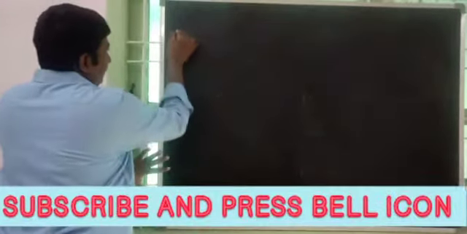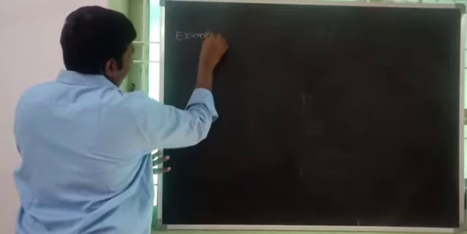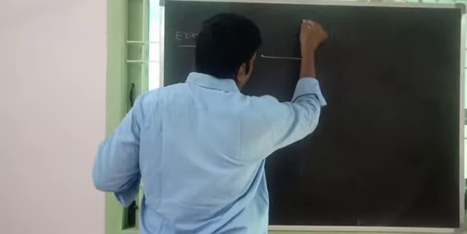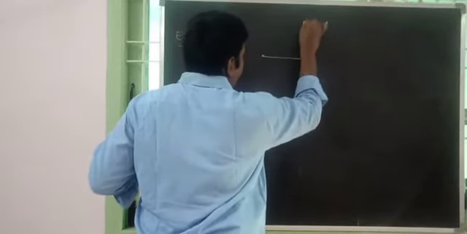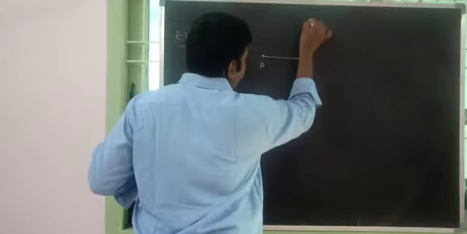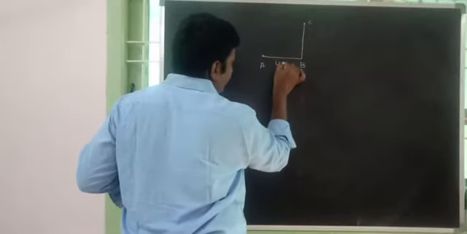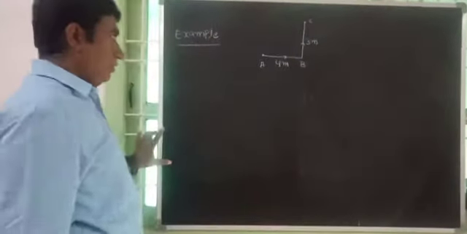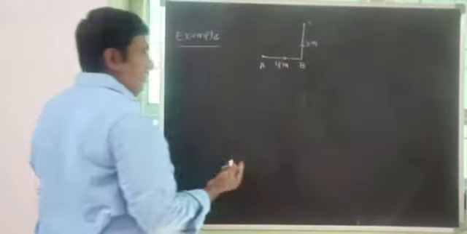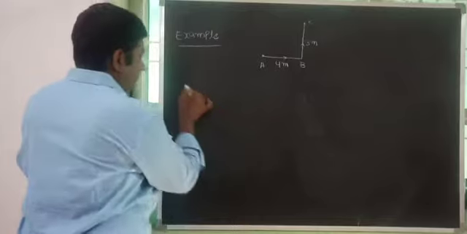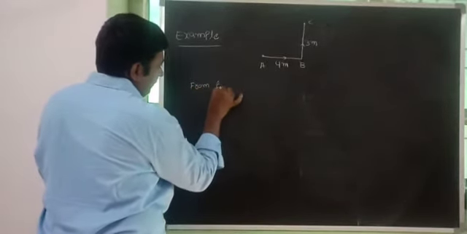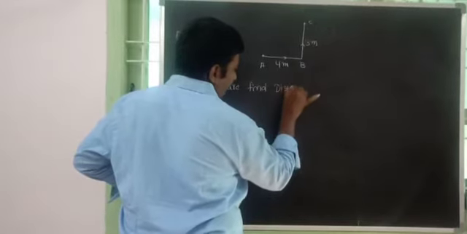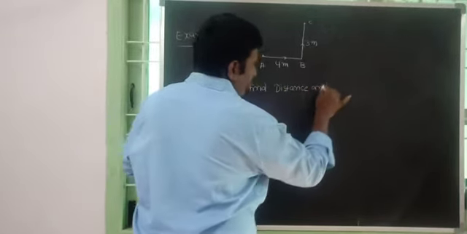So this is a simple example which you can take. If a person is moving like this, in this case I can consider this is A and this is B and this is C. So the example which I can take here is 4 meters and this is 3 meters. If a person is moving from A to B and B to C, then we have to find the distance and displacement from the figure.